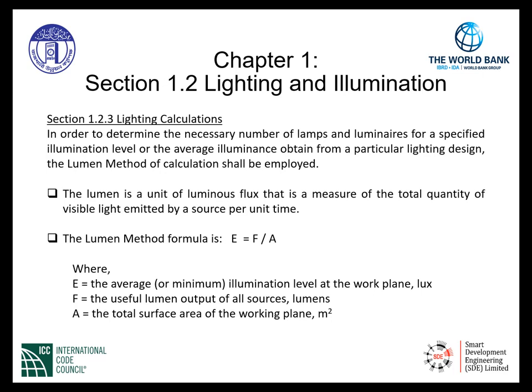The unit that we use and the formula provide us with the average illumination. The lumen method formula is E equals F over A, where E is the average or minimum illumination level at the work plane in lux. F is the useful lumen output of all sources in lumens. A is the total surface area of the working plane in meters squared.